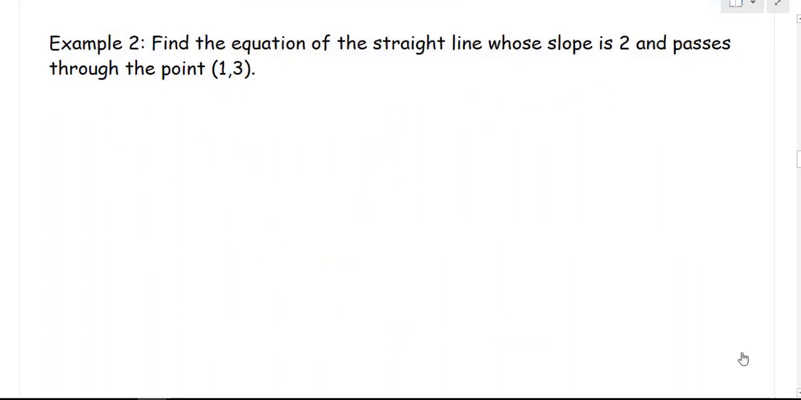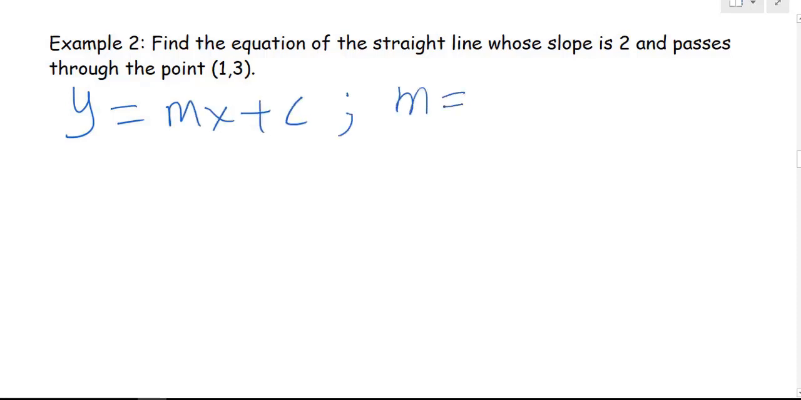Our second question under this category is: find the equation of the straight line whose slope is 2 and passes through the point 1, 3. In this case, we are required to come up with the equation of the form y equals mx plus c. Note that the value of m as given is equal to 2. So we are required to determine the value of c. To determine the value of c, we have y equals mx plus c, y equals 2x plus c.